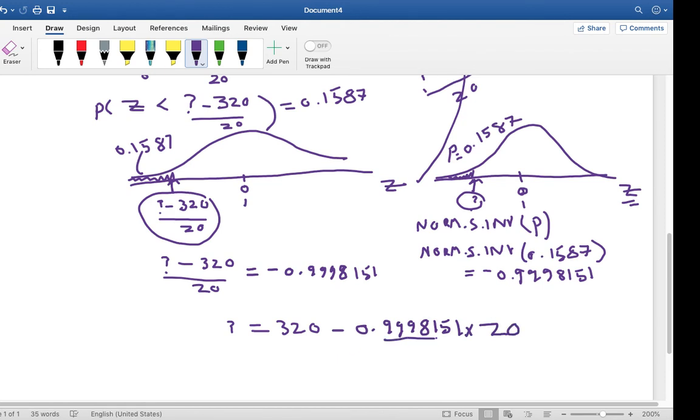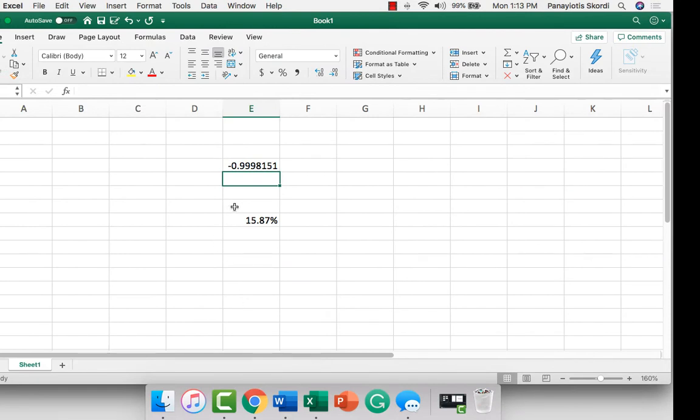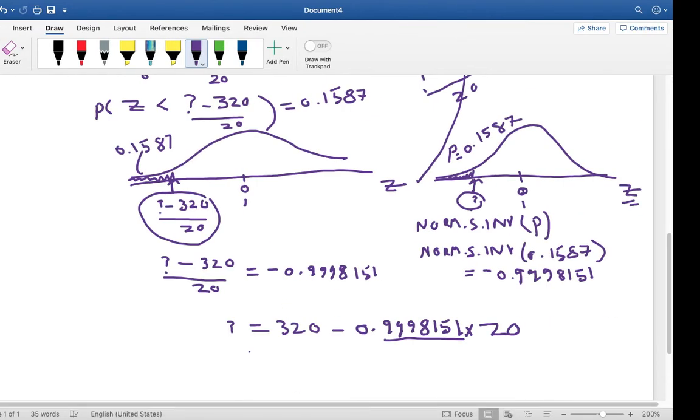We already got this value in there, so I'm going to multiply that value by 20 and add 320 to it. And what's that going to give me? 300. To 2 decimal places, it's just 300. Let's go back over here. So question mark is equal to 300, approximately 300. There was a couple of decimal places off.